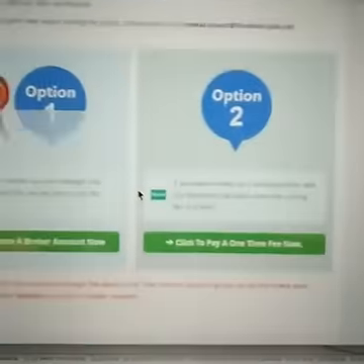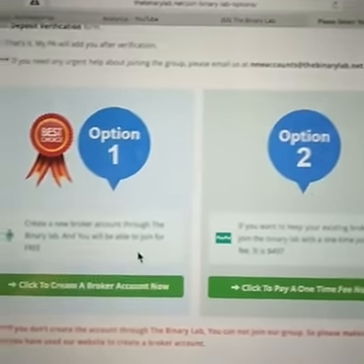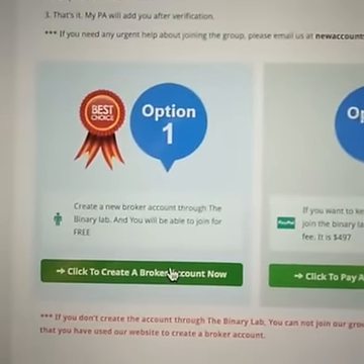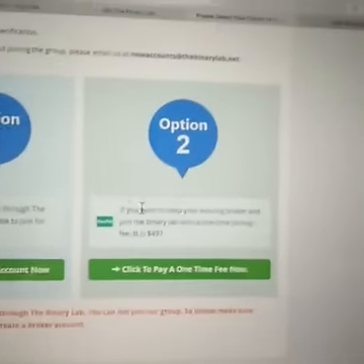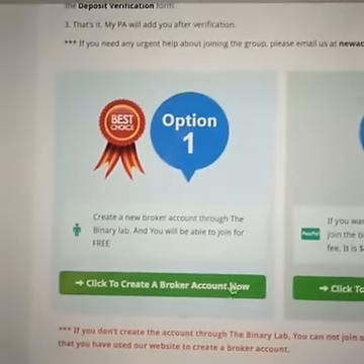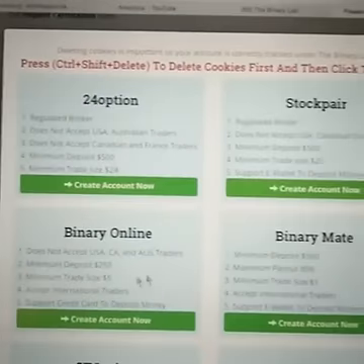And you can either take option 1 or option 2. Option 1 is free. Most people take the free option where you can join for free using a broker, or you can actually pay a one-time fee. But I mean, why do that when you can trade the money that you deposit in your own account, right? So this is a more popular option.